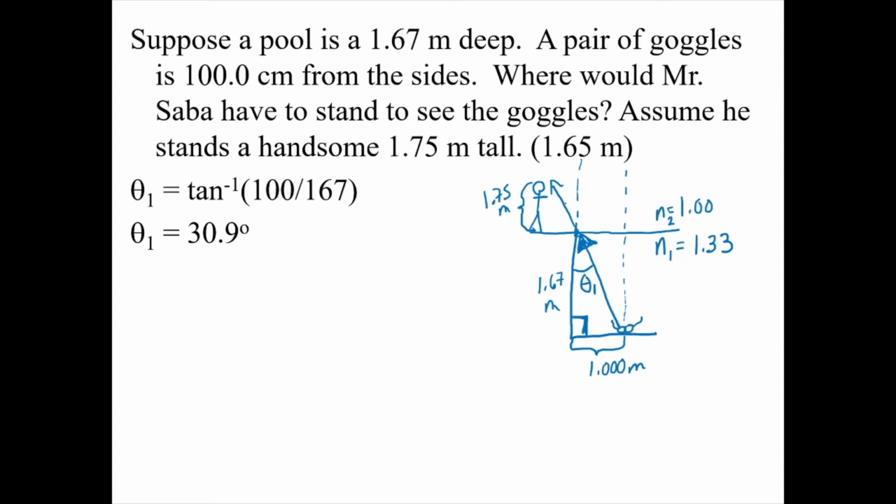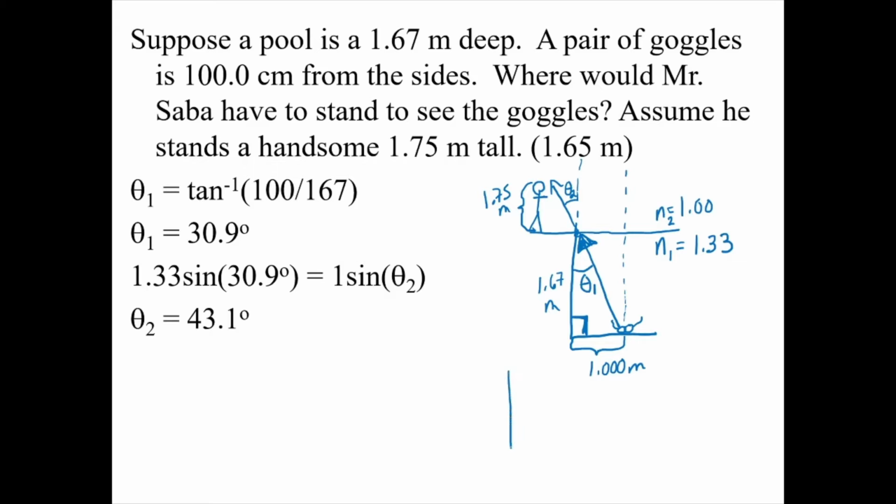Now using Snell's law, we can get theta 2. That'll be the angle that it leaves the pool once it enters the air. So remember, we were starting out underwater. N1 is 1.33, and we just calculated that angle using trigonometry. Well, we could put sine of 30.9 in our calculators, multiply it by 1.33. We get theta 2 is 43.1 degrees.